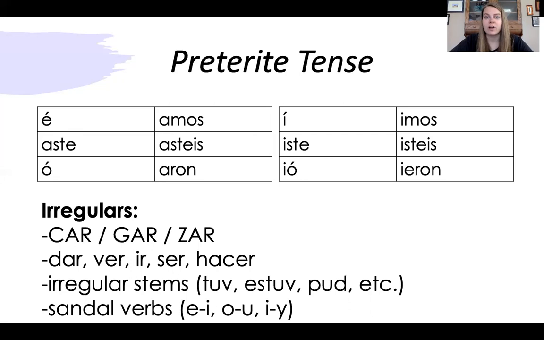Dar, ser, ir, ver, and hacer are all irregular in all of their forms. We have a lot of irregular stems. I think you've learned somewhere around 13 of them: tuve, estuve, pude, and those have different endings that go with them. And then stem-changing verbs, our changes are E to I, O to U, and I to Y.